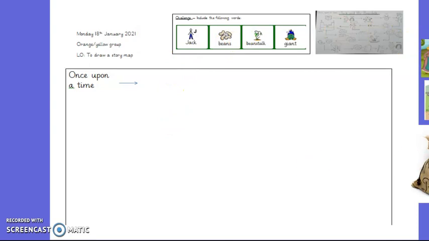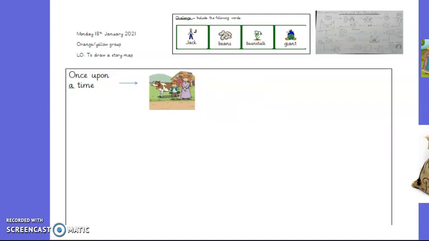In your books, you will see a sheet that looks like this. There's a box for you to have a go at drawing your story map, and there's also some challenge words that I would like you to include. So orange and yellow group, I'd like you to include Jack, beans, beanstalk and giant. So you're going to start with once upon a time, and then what comes next? That's right, there was a little boy called Jack who lived with his mum. And you're going to have a go at drawing a picture of Jack and his mum.